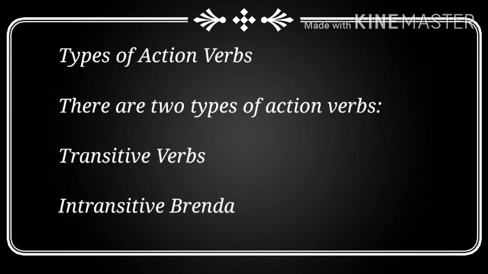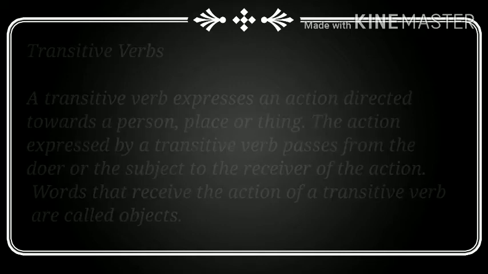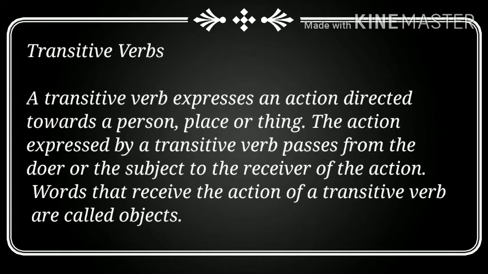Now let's see what is transitive verb. A transitive verb expresses an action directed towards a person, place or thing. The action expressed by a transitive verb passes from the doer or the subject to the receiver of the action. Or you can also say that word that receives the action of a transitive verb are called objects. Okay, it will be clear through example.